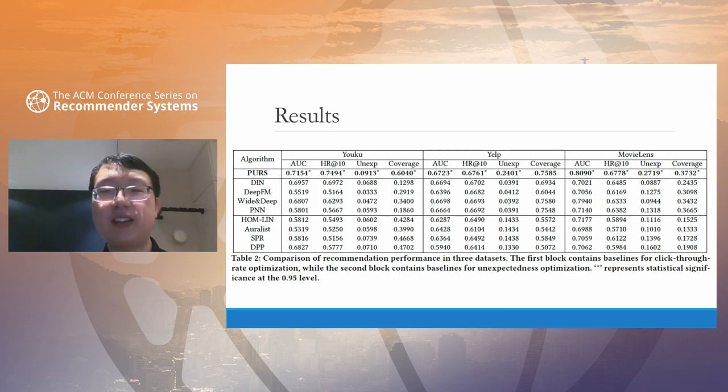So here's basically our results. What we observe here is that our proposed PS model not only outperforms all the baselines in terms of the unexpectedness, but also outperforms all of them in terms of AUC and hit rate as well, which really shows that our PS model generates recommendations that are novel and satisfying to the users at the same time.